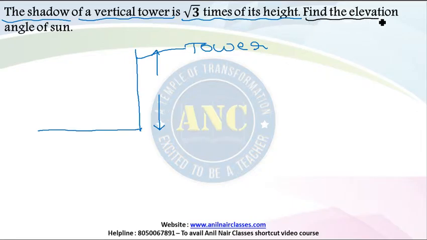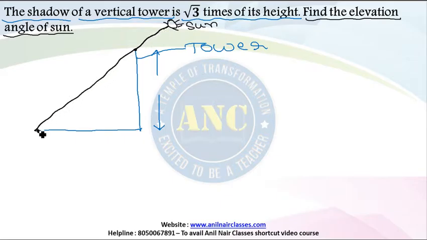Find the elevation angle of the sun. That means this is the tower. This is the top of the tower. This is the tip of the shadow of that vertical tower. There is the sun somewhere here, and the rays of the sun will pass like this. This particular angle, the angle of elevation, is what I need to find.